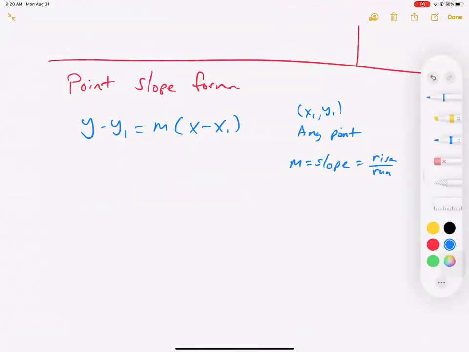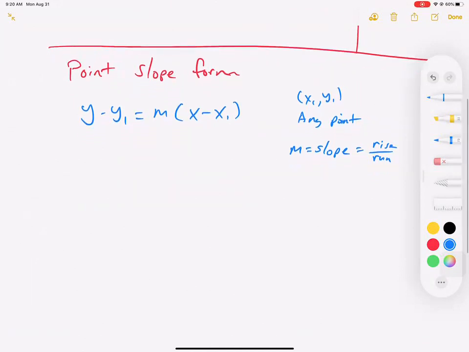Okay, so let me give you an example of how this is used to write an equation of a line. If I told you m, the slope, is 3, and the point is (3, 2). I want to make sure you label this correctly right now. This is an x1 and y1 value.